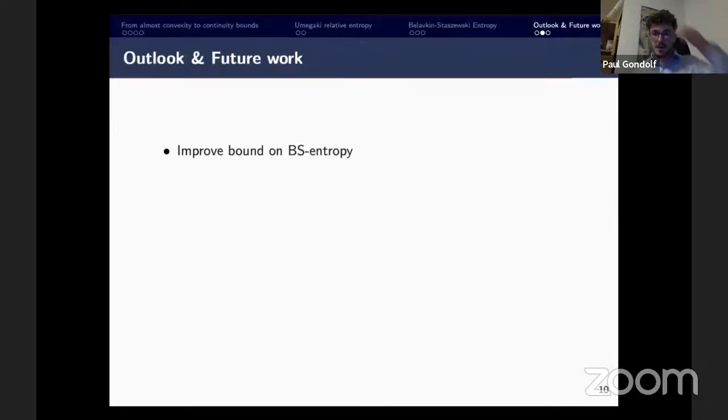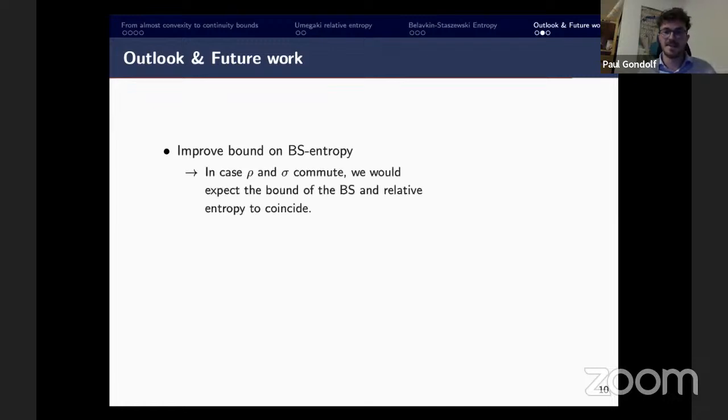Okay, and now I want to come to an outlook, or the outlook and future work. We have strong reasons to believe that the result on the BS entropy is improvable, and namely for two reasons. The first reason is that in the case of rho and sigma commuting, we would expect the bound of the BS and the relative to coincide. This is because in that case, everything becomes classical and we end up with just the relative entropy for both divergences. Hence, we would also expect the almost concave bound to reduce to the same bound. This is not happening with our bound, unfortunately, because we have this C0 in front of the binary entropy. This is giving us a headache.